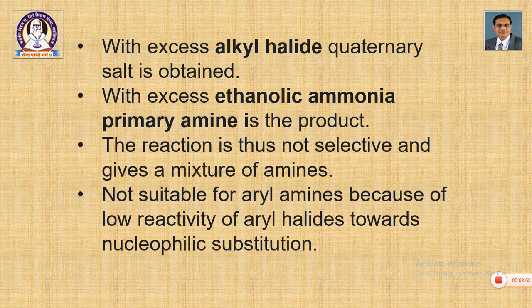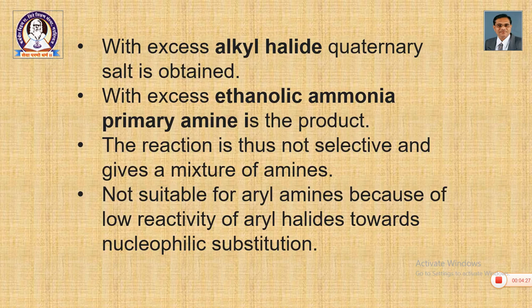With excess of alkyl halide, quaternary salt is obtained. With excess of ethanolic ammonia, primary amine is the product. So see the difference. If we use excess alkyl halide, then we get quaternary salt. If we use excess ethanolic ammonia, then we get primary amine. So whichever reactant you use in excess governs the reaction. Excess alkyl halide gives quaternary salt, excess ethanolic ammonia gives primary amine.